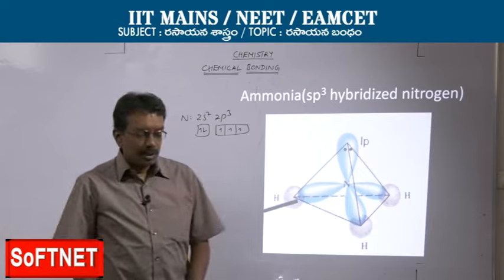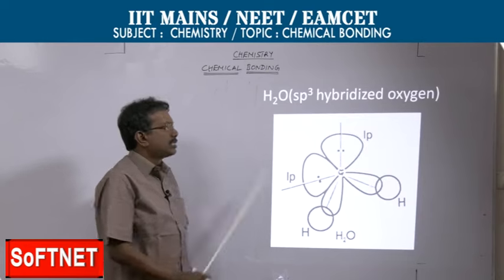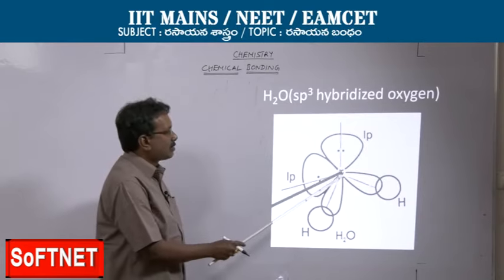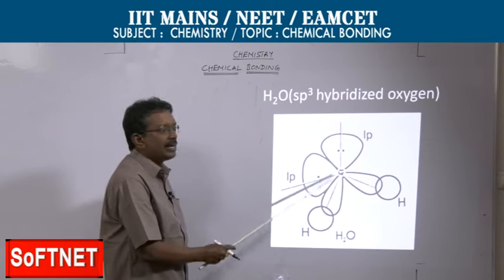Now let us move to one more example under this hybridization. The H2O molecule is given. Here also we have sp3 hybridized oxygen, that means the central oxygen atom undergoes sp3 hybridization. It gives 4 sp3 hybrid orbitals.